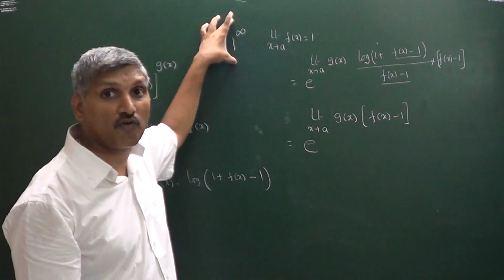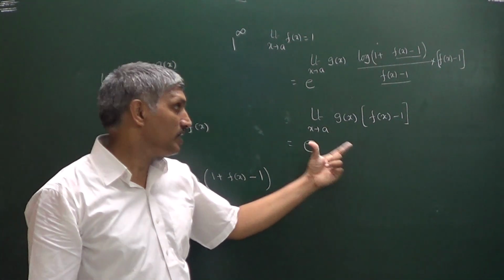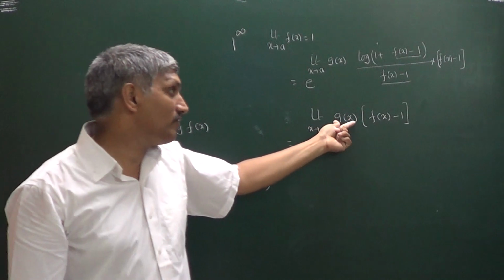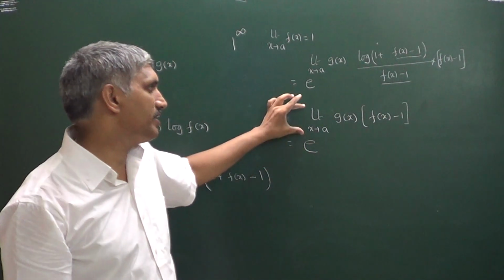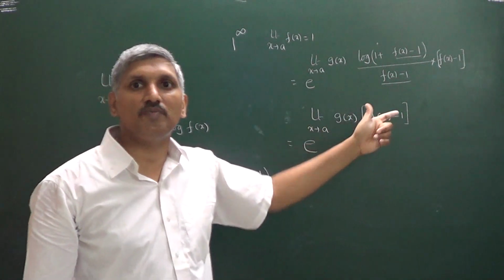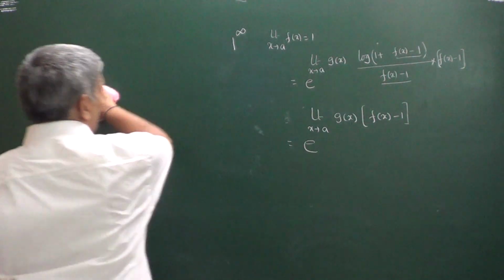Whenever we get the form 1 power infinity, we can evaluate like this: e power limit x tends to a, power into base minus 1. E power limit x tends to a, power into base minus 1. So with the help of this particular result only, we can prove these particular results. This is one particular question.